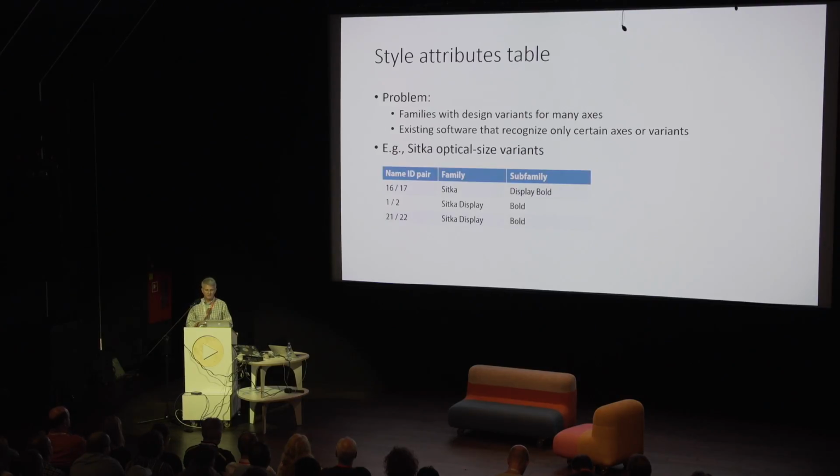So consider the Sitka optical size variants. The Sitka family was added to Windows in, I think, Windows 8.1 and supports optical size variants. But this is a non-variable font, static instances, and for different optical sizes. And in Windows, with DirectWrite having a weight, width, slope family model, the different Sitka instances are presented as discrete families. So you have Sitka Caption, Sitka Text, Sitka Heading.